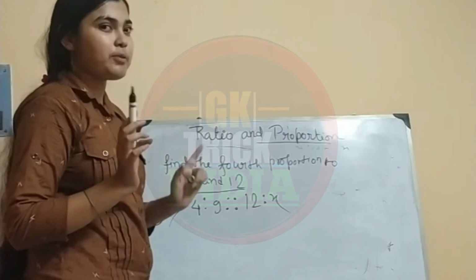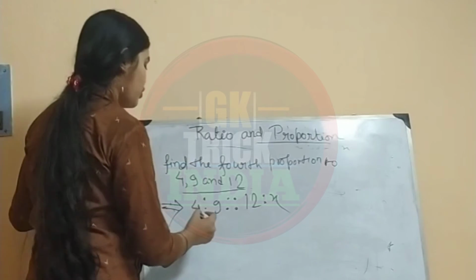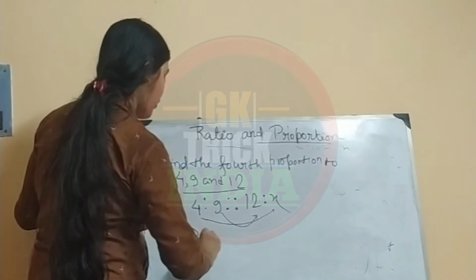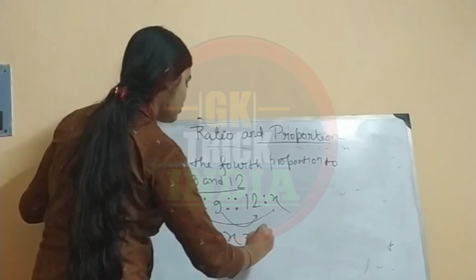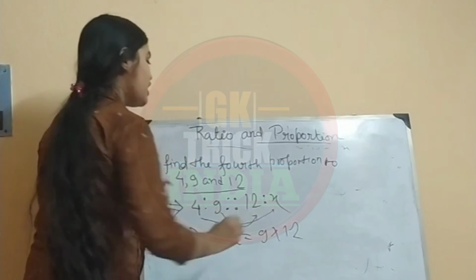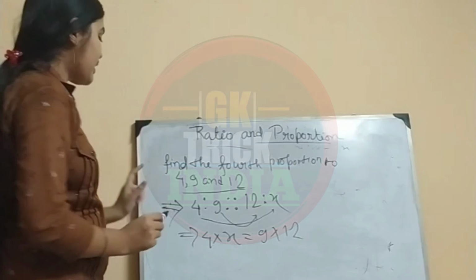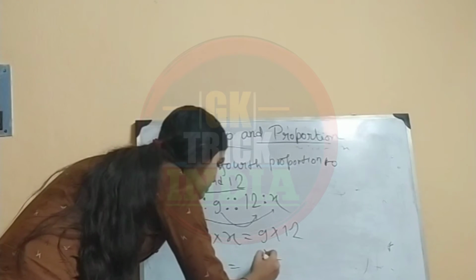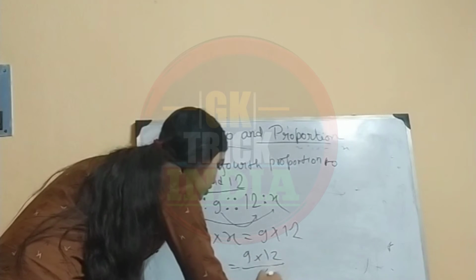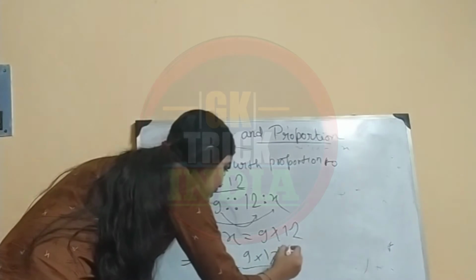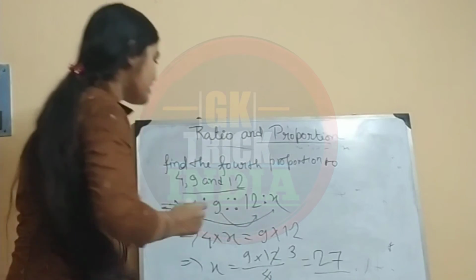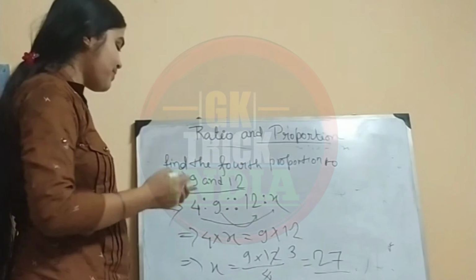Now we know the rule of proportion, that is, product of the extremes is equal to product of the means. That means 4 into x equals 9 into 12. This must hold for the proportion. So then it's very easy. x equals 12 into 9 by 4. 4 3s are 12 and it becomes 27. Okay, so we found the 4th proportion.